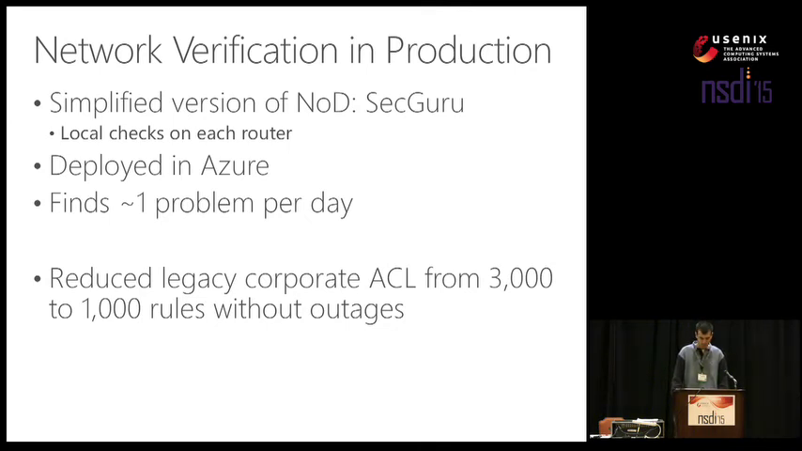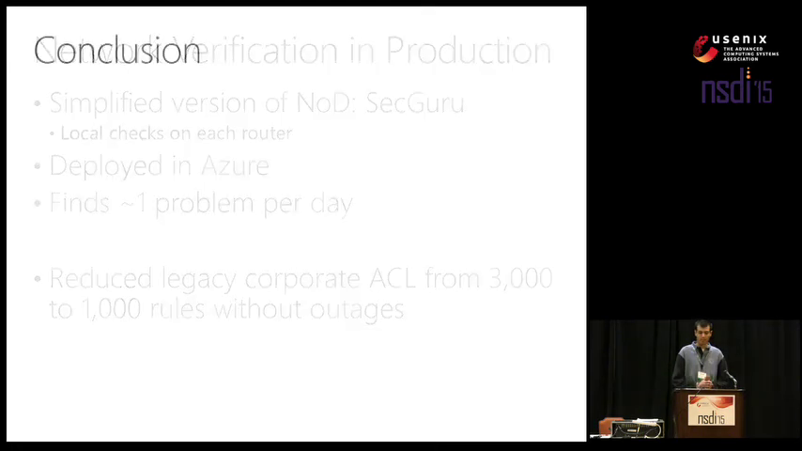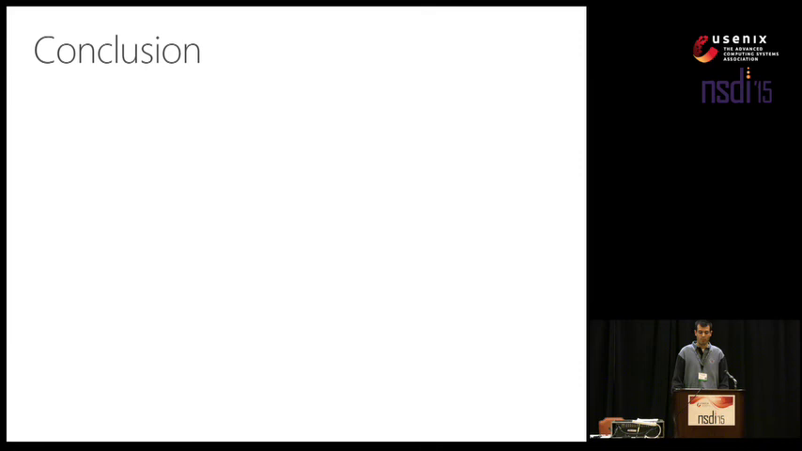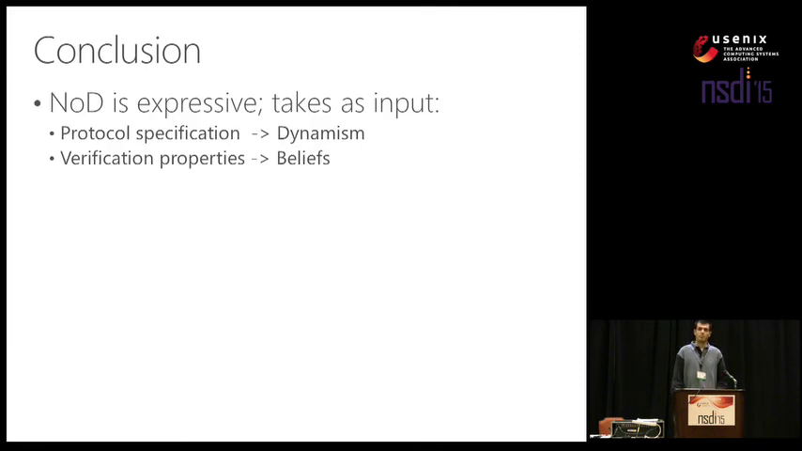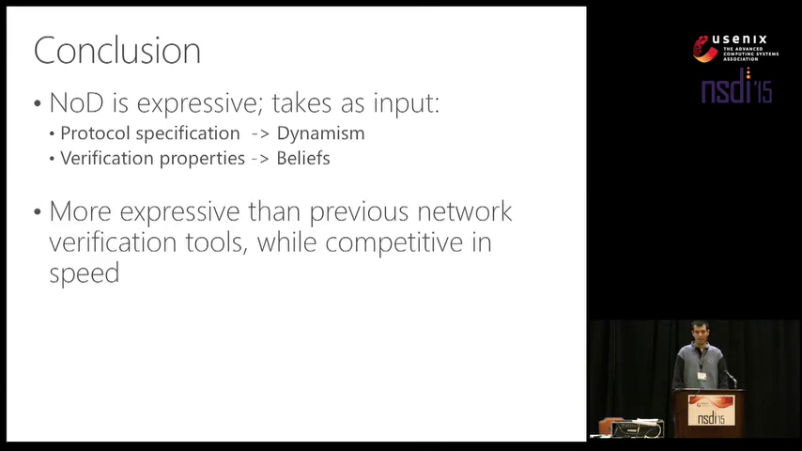Okay, so to conclude my talk, we claim that Node is expressive, and we take as input the protocol specification, which allows us to deal with all this dynamism, with new headers, new forwarding behaviors, and so on. And we also take the verification property as input. So we can express network operators' beliefs without changing the tool. We also claim that we are more expressive than previous verification tools, while still being competitive in speed.